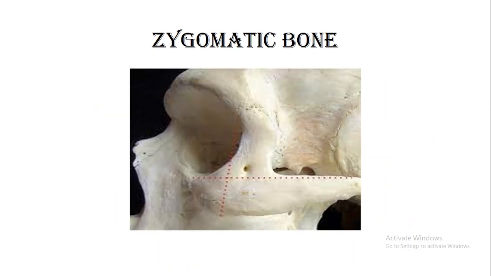Then the second bone of the lower part of the face is the zygomatic bone. It forms the cheek, or it is also called the cheekbone. It forms the malar prominences of our cheek. It has only one feature, that is the zygomaticofacial foramen, which allows the passageway of the zygomaticofacial nerve.